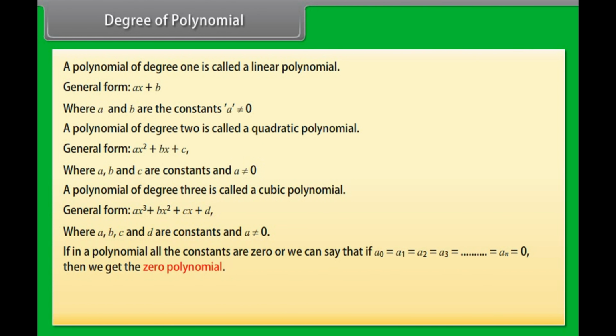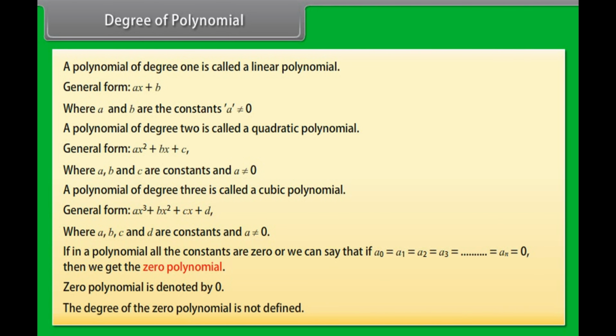If in a polynomial all the constants are 0, or we can say that if a0 is equal to a1, is equal to a2, is equal to a3, is equal to so on, is equal to an, is equal to 0, then we get the zero polynomial. The zero polynomial is denoted by 0. The degree of the zero polynomial is not defined.